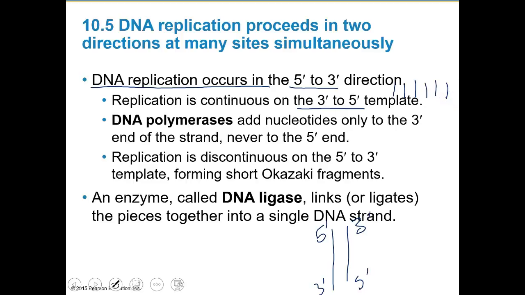Okay, the DNA polymerases add nucleotides only to the 3' end of the strand, never to a 5' end. They're not made that way. By the way, this is a DNA polymerase. It's an enzyme that makes a polymer of DNA. So replication is discontinuous, so it doesn't go one after another on the 5' to 3' end.